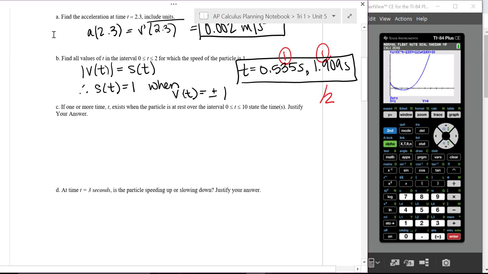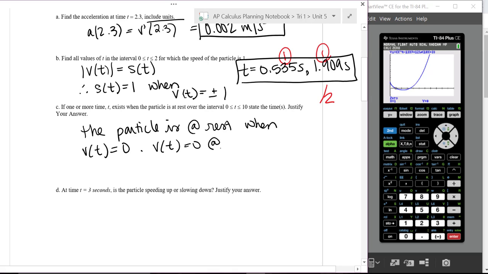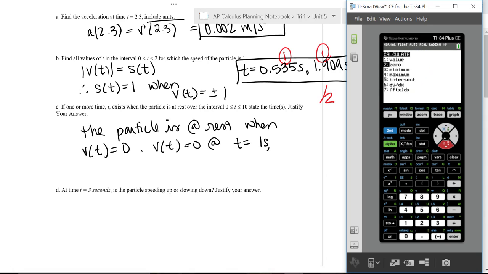Because it has to justify, I'm going to give a little statement. The particle is at rest when v of t equals 0. v of t equals 0 at t equals 1 second. Let's get that other one. Again, going to the left, going to the right, and then getting that value, 3.464 seconds.